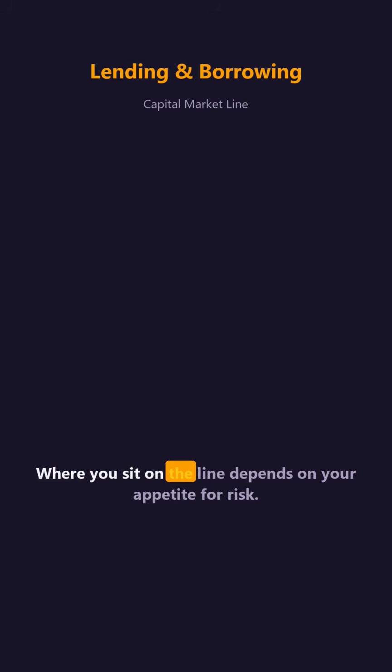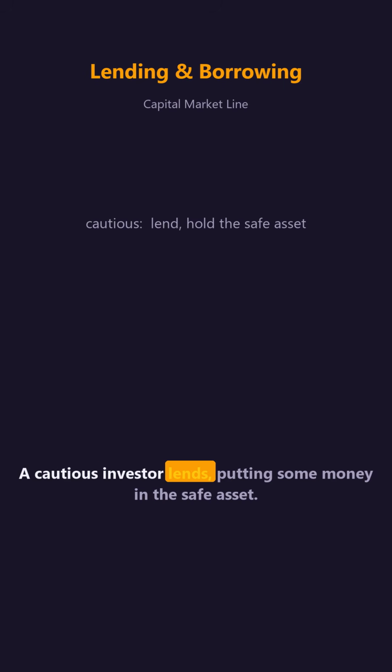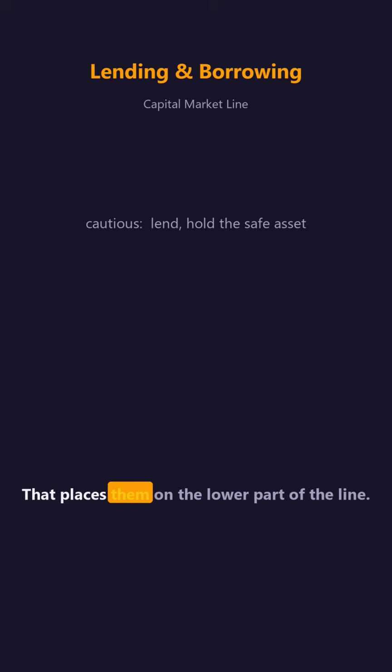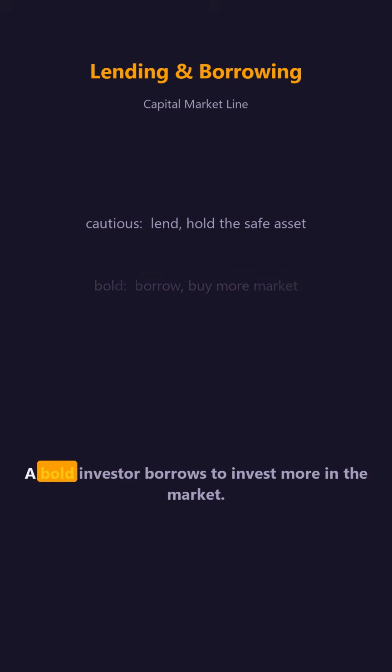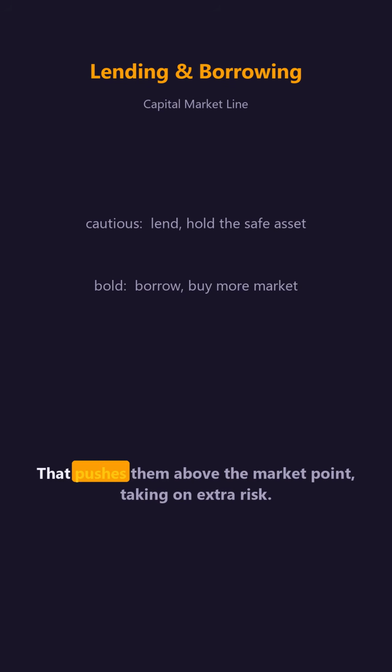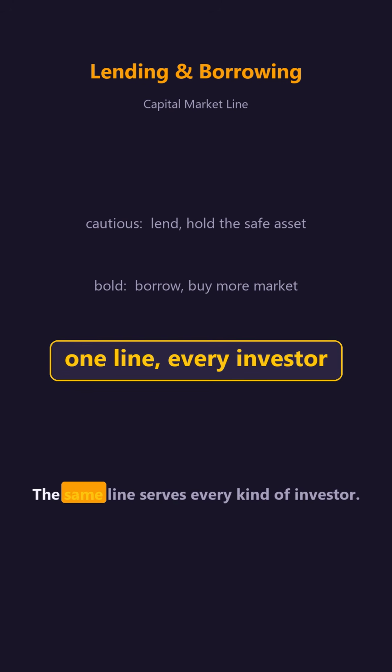Where you sit on the line depends on your appetite for risk. A cautious investor lends, putting some money in the safe asset. That places them on the lower part of the line. A bold investor borrows to invest more in the market. That pushes them above the market point, taking on extra risk. The same line serves every kind of investor.